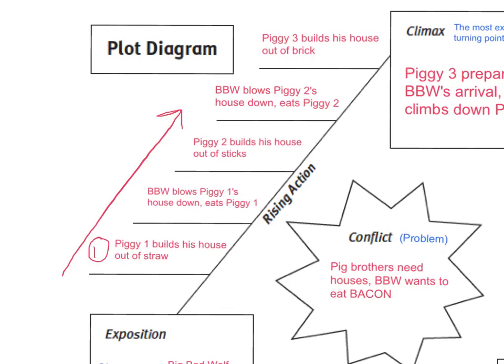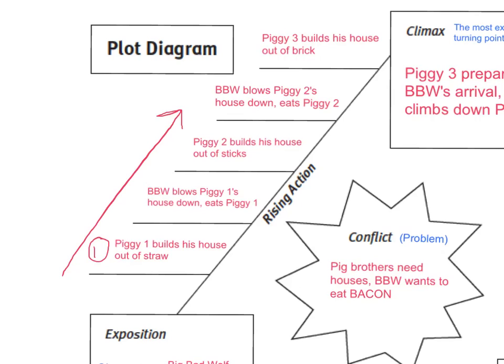As you remember, after the exposition is started and we know that our three little pigs are looking to build houses, we know that piggy number 1 builds his house out of straw. The big bad wolf blows down piggy number 1's house and eats piggy number 1. Piggy brother number 2 builds his house out of sticks. The big bad wolf comes down, blows down piggy number 2's house and eats piggy number 2. And finally, piggy number 3 builds his house out of bricks, having learned from what happened to his first 2 brothers.